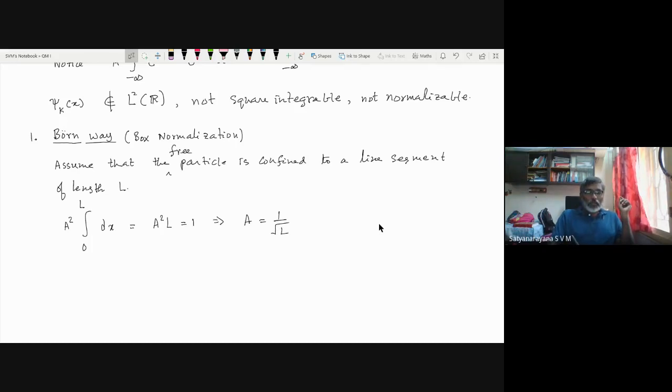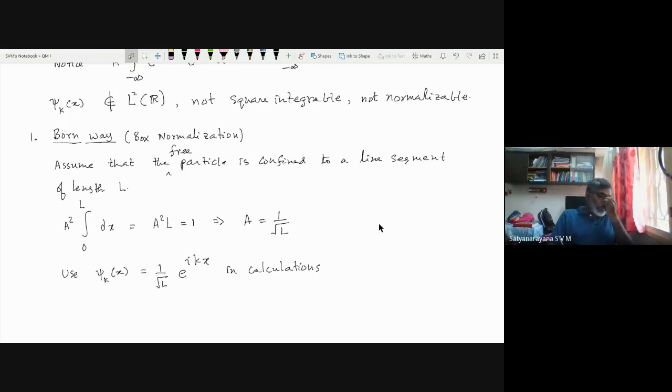So what you do is use psi k of x equal to 1 by root L into e power i k x in calculations. So use this wave function in calculations.